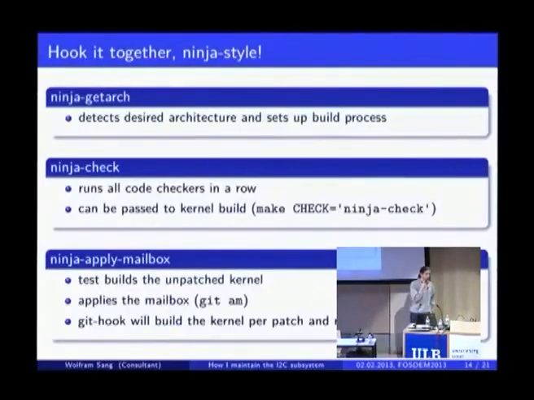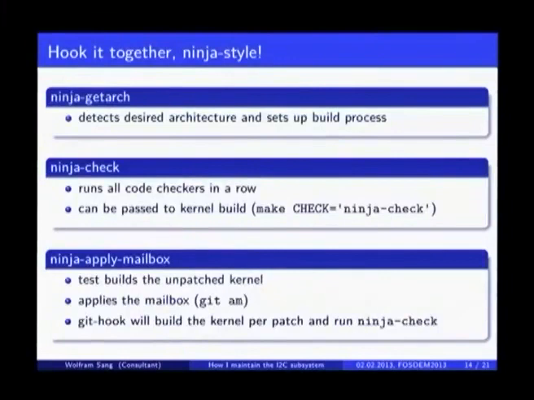I need to put all this together somehow, so I have a bunch of scripts. Surprisingly, it's all scripts. When deciding on a namespace, I use the Ninja approach, because on the Commodore 64 demo scene my nickname is Ninja, so I thought I would do it all in Ninja style, and all my scripts start with Ninja. And so we have Ninja getarg for easing the kernel build. It will automatically detect for what architecture I want to build the kernel and set up the cross-compiler and whatever else is needed.